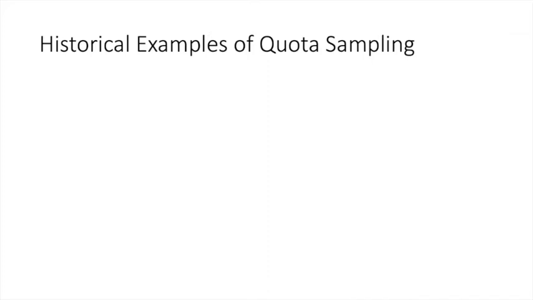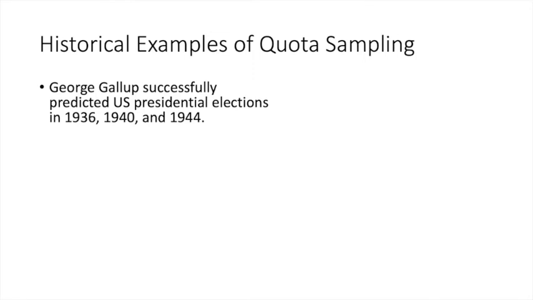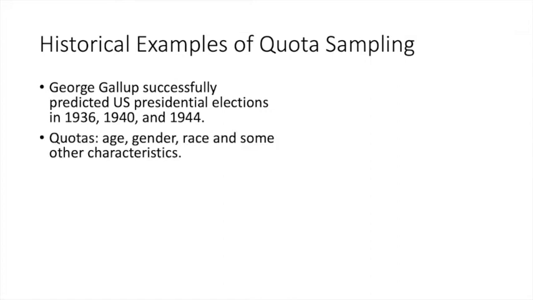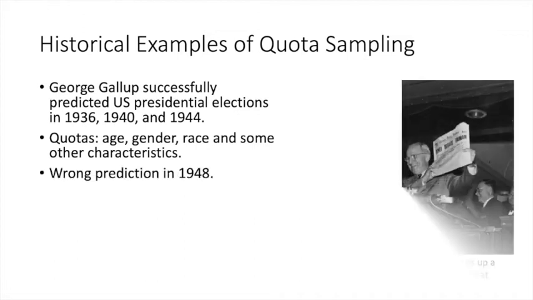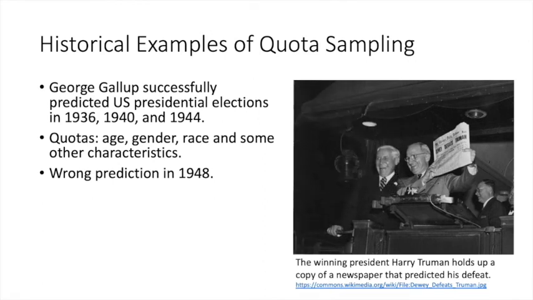George Gallup used quota sampling to successfully predict the winners of 3 US presidential elections from 1936 to 1944. The quotas in the samples were allocated to characteristics such as age, gender, race, and some other observable traits. However, in 1948, the prediction turned out to be wrong, and this iconic image from Wikipedia shows the actual winner, Harry Truman, triumphantly smiling while holding a copy of a newspaper that predicted his defeat. The image has become an icon of bad polling.